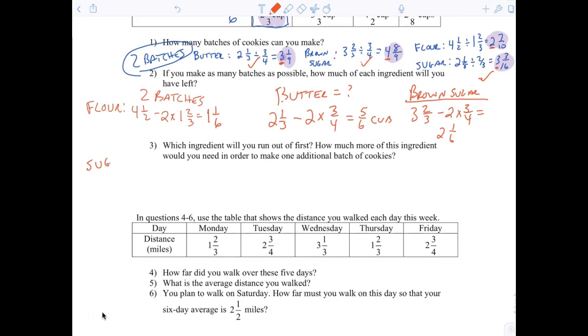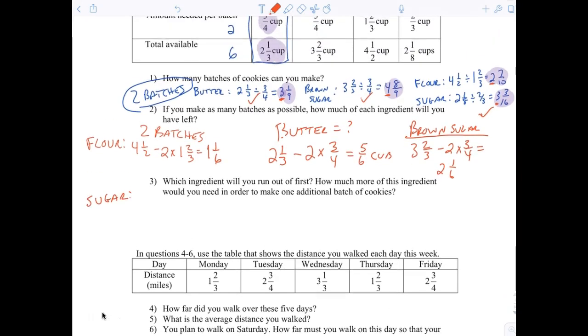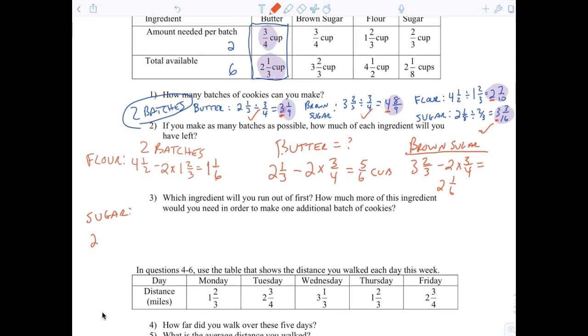Sugar. So we're going to figure out how much for sugar. All right, how much should I start with? 2 1/8. So now what? Minus 2 times 2/3. Thank you very much. How much do I have left? Where do you keep getting to? Because we're making 2 batches. All right, so how much is that? Somebody tell me. Is it 19 over 24? Yeah. Good job. 19 over 24.